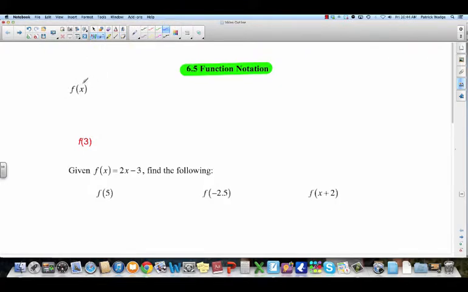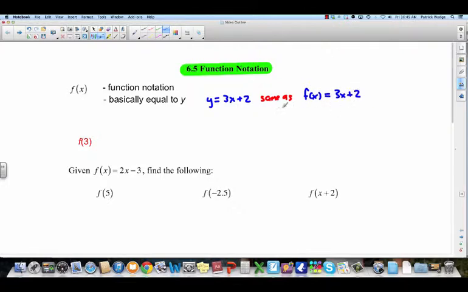Alright, f bracket x. This does not mean f times x. This is function notation. This is how we show that something's a function. And basically it's equal to y. So if you say y equals 3x plus 2, you're familiar with that. That's a linear equation. It would be a line, right? It's in slope-intercept form. Slope is 3, y-intercept's 2. This is the same as f of x equals 3x plus 2. It's just another way of saying the same thing.